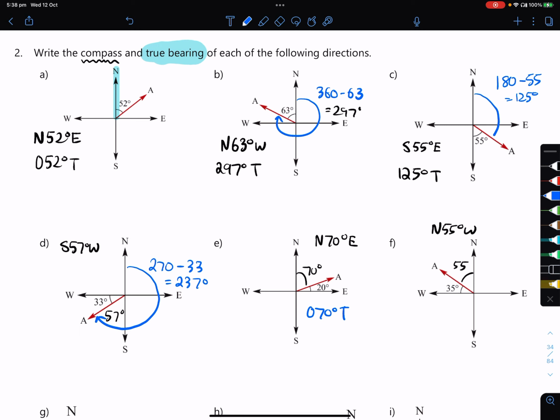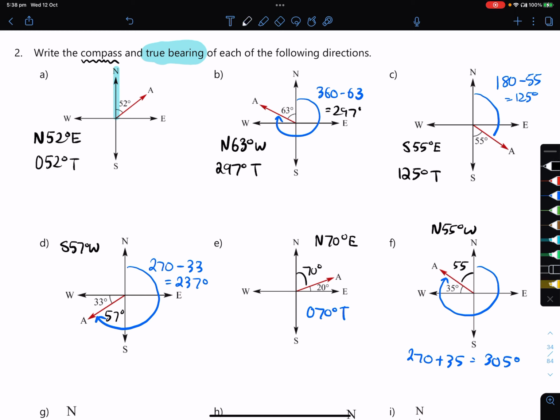Whereas for the last one, start from north and go clockwise all the way around until we get there. That is simply 270 degrees here, plus another 35 to get the full angle. So that would be 270 plus 35, which is 305 degrees. Okay, so those are our true bearings.